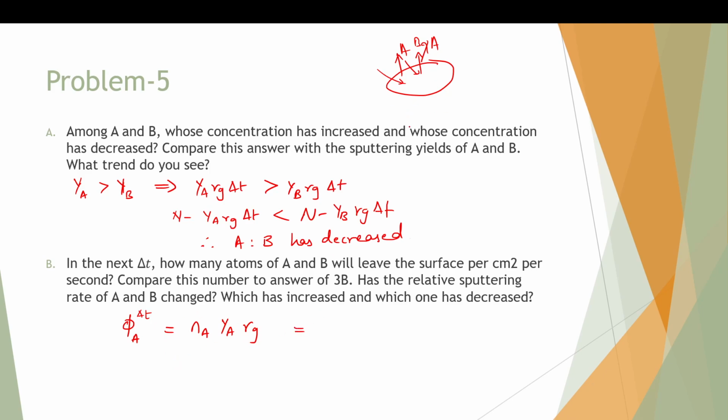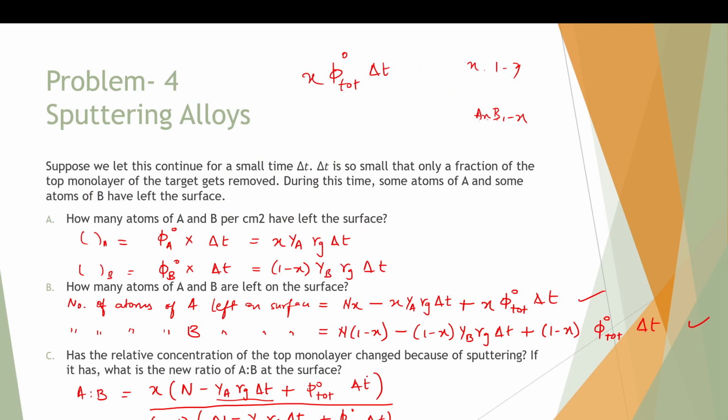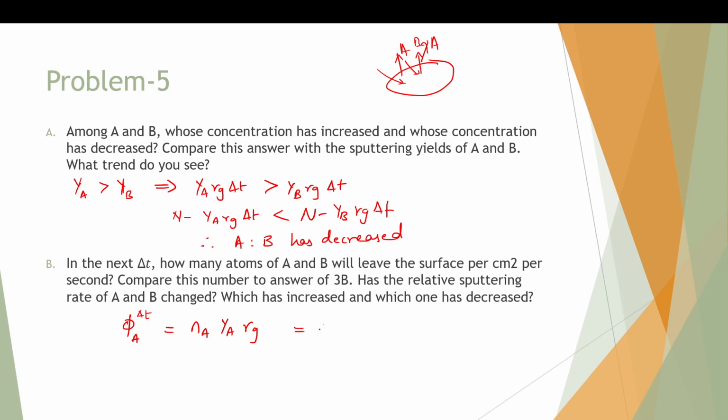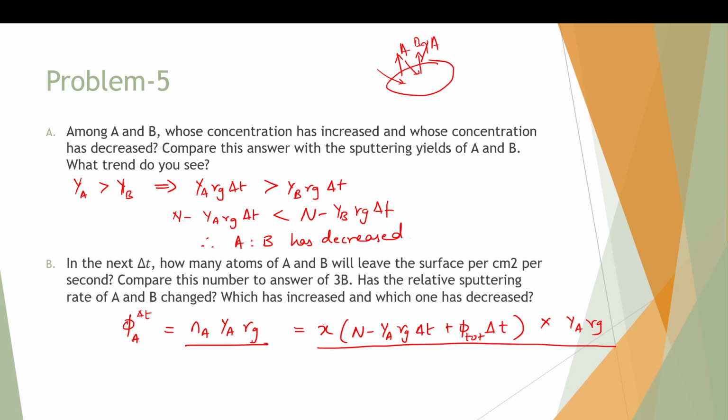So the surface concentration has changed, and the surface concentration has become, if you look here, it is x times some big number. So I will just write it down. Earlier it was just x, right? Now it is x times n minus, plus the term coming from the layer beneath, and then YA into RG. We are just writing the phi A delta T. Next let us write phi B.